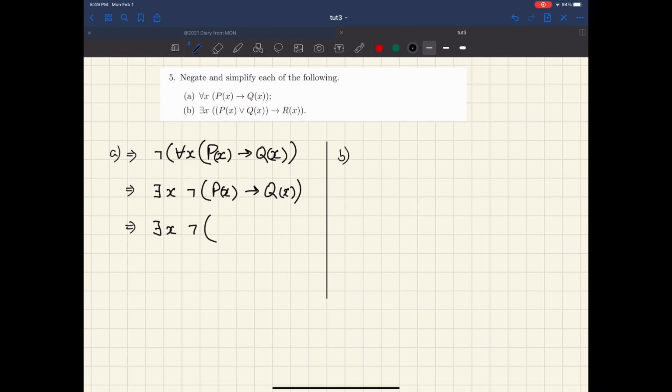Here we use the definition of implication. So P implies Q becomes not P or Q. So here it is for some x, not of not P of x or Q of x. And opening all the braces, it becomes for some x, P of x and not Q of x.